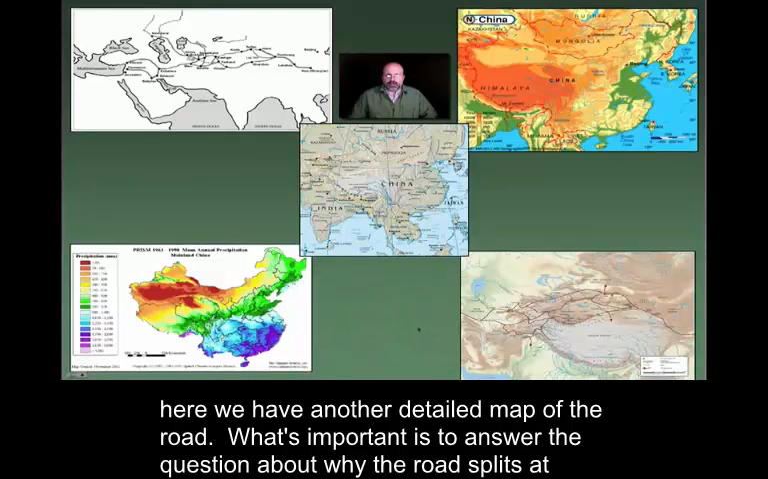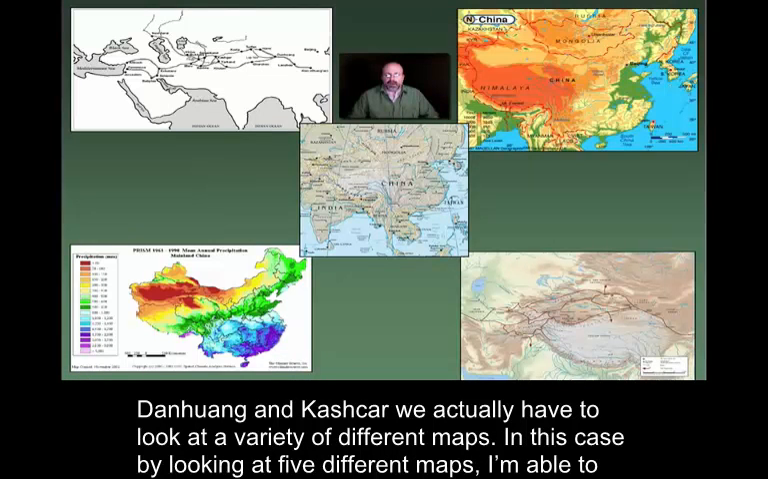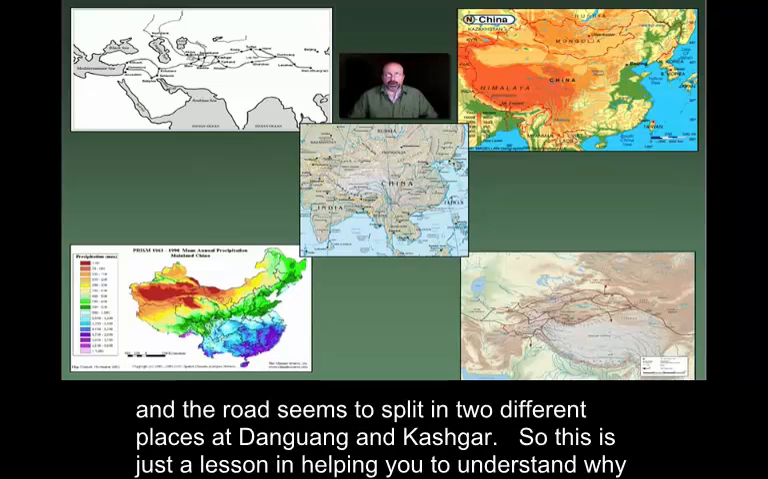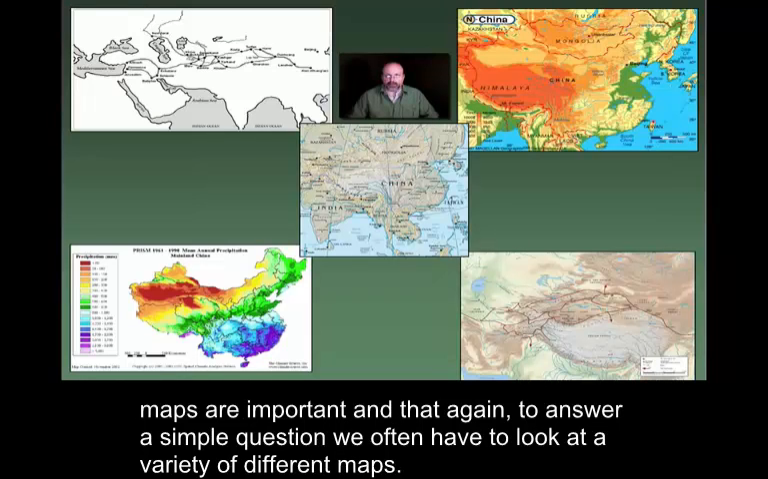What's important is to answer the question about why the road splits at Donghuang and Kashgar, we actually have to look at a variety of different maps. In this case, by looking at 5 different maps, I'm able to come up with a pretty good understanding of why the road has the shape that it actually does, especially when we look at that first map and the road seems to split in 2 different places at Donghuang and Kashgar. So this is just a lesson in helping you to understand why maps are important, and that again, to answer a simple question, we often have to look at a variety of different maps.